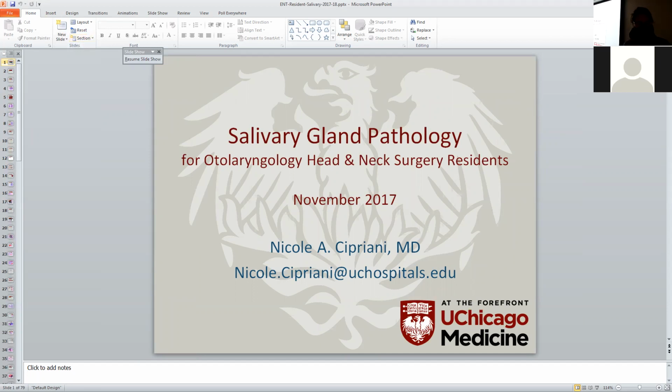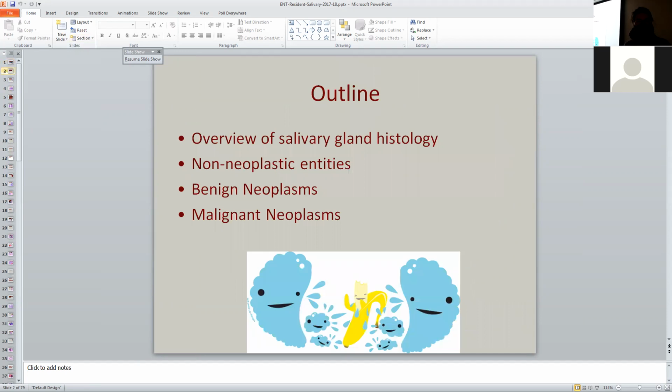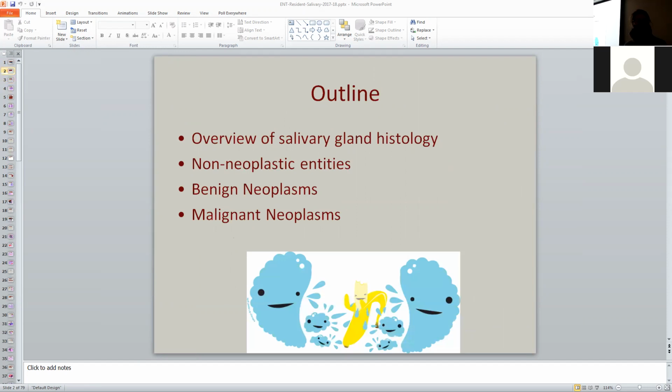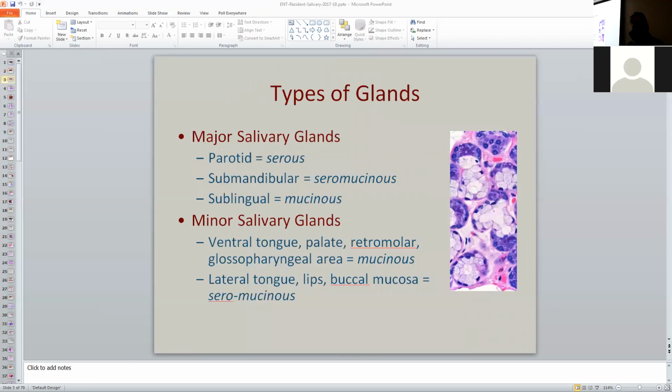All right, so salivary gland pathology. It's really not that old, I promise. Okay, where are we? We're going to go over salivary gland histology, non-neoplastic entities, benign and malignant neoplasms. Most of the salivary things we deal with, mostly from a surgical perspective, are the neoplasms of salivary glands. So we're going to focus a lot on the salivary tumors, but we'll go over the other things as well. As a reminder, the types of glands are the parotid, the submandibular, and the sublingual.